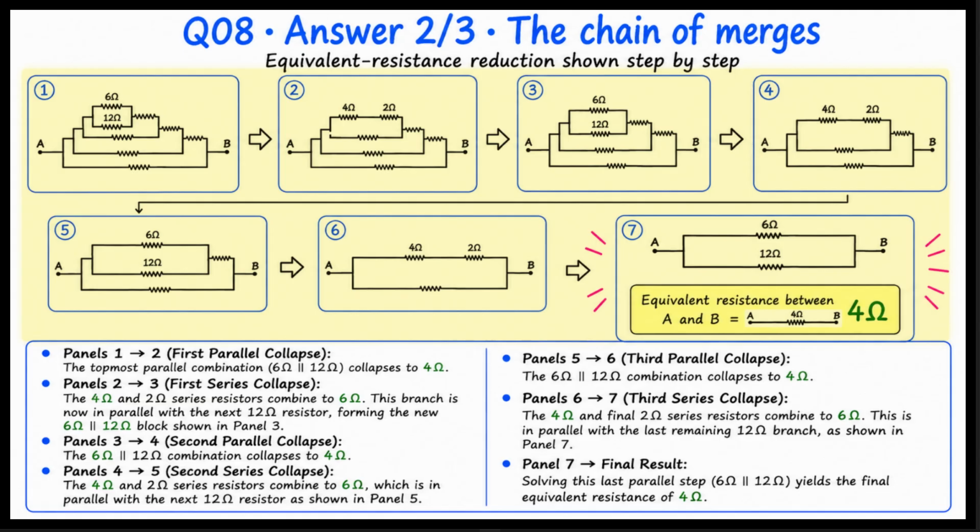Panels 4 to 5 show the second series collapse. 4 ohms in series with 2 ohms combined to 6 ohms in parallel with the next 12-ohm. Panels 5 to 6 show the third parallel collapse. 6 ohm in parallel with 12-ohm collapses to 4 ohms. Panels 6 to 7 show the third series collapse, 4 ohms in series with the final 2 ohms combined to 6 ohms, in parallel with the last 12-ohm branch. And the final panel, solving 6 ohms in parallel with 12 ohms, yields the final equivalent resistance of 4 ohms. Notice the rhythm. Every 2 panels is one cycle of parallel collapse then series merge, and that rhythm keeps the working manageable. Don't try to hold the whole network in your head at once. Walk through it one merge at a time.